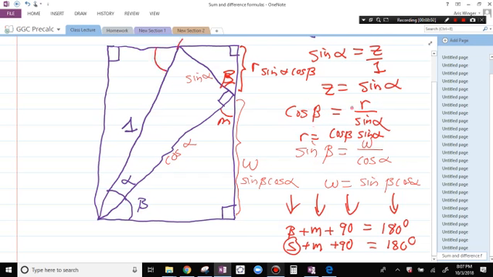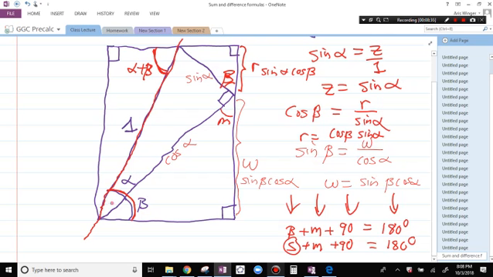It's a transversal of two parallel lines of this rectangle. It's alternate interior angles. What's this angle right here? It's alpha plus beta, because these two lines are parallel and this is a transversal, and alternate interior angles are equal.